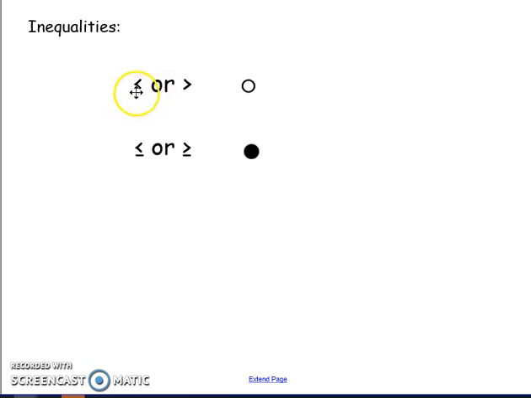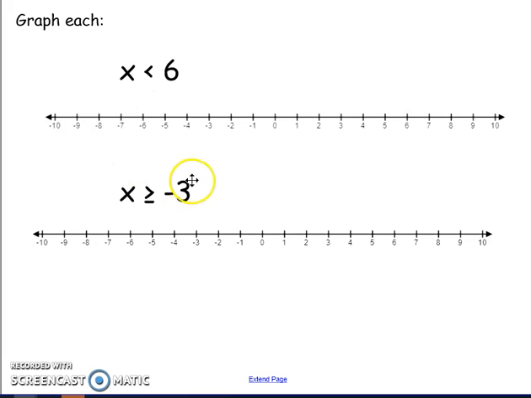the inequality symbol itself, so less than and greater than, compared to less than or equal to, or greater than or equal to. If your inequality symbol contains an equal sign with it, that means the endpoint itself is included, so we're going to fill in our circle. If, on the other hand, like these two, we do not have an equal sign with it, we use what we call an open circle to show our endpoint. So let's take a look at a couple of these.